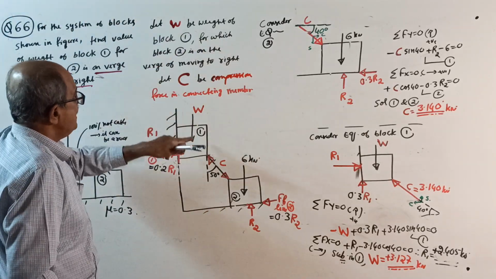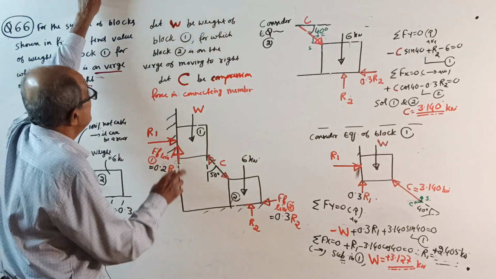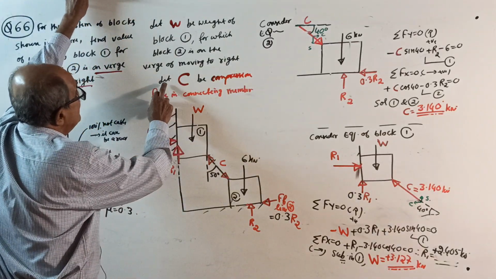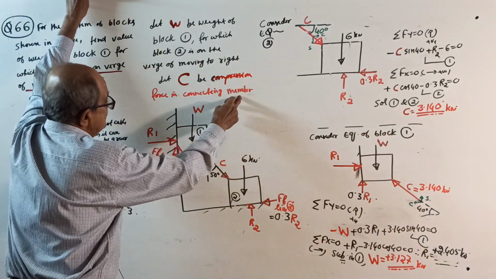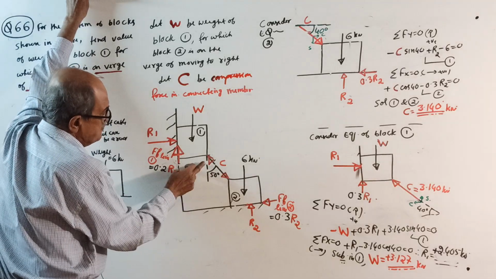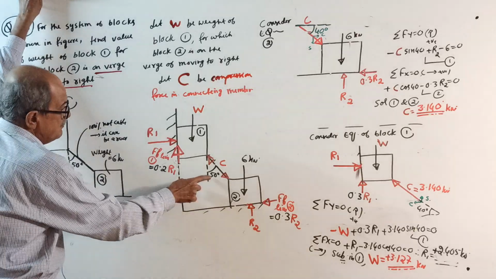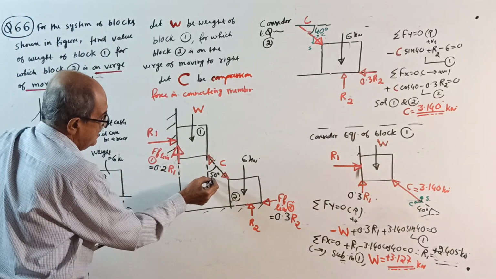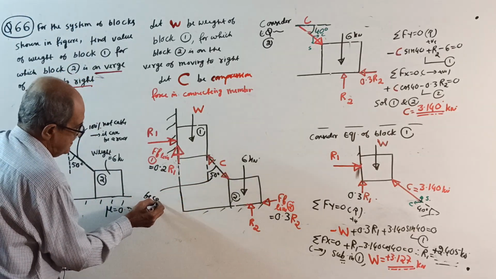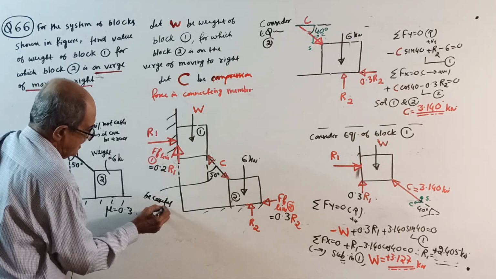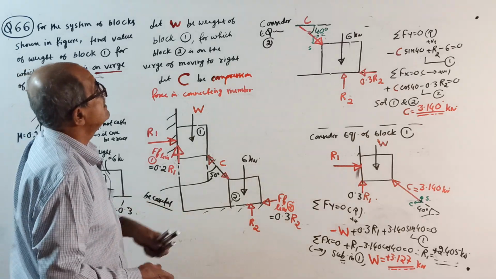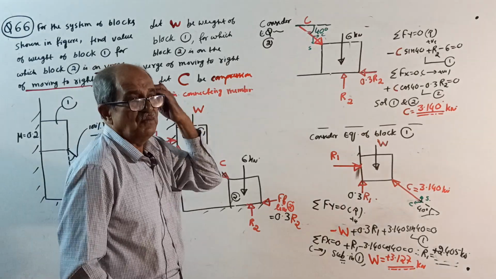Let W be the weight. I don't know what is the weight. Then, very important, let C be compression force in connecting member. It is compression. They told angle with vertical is 50. Be careful. You make a note here. Be careful. I will tell you why later. Careful. Okay.